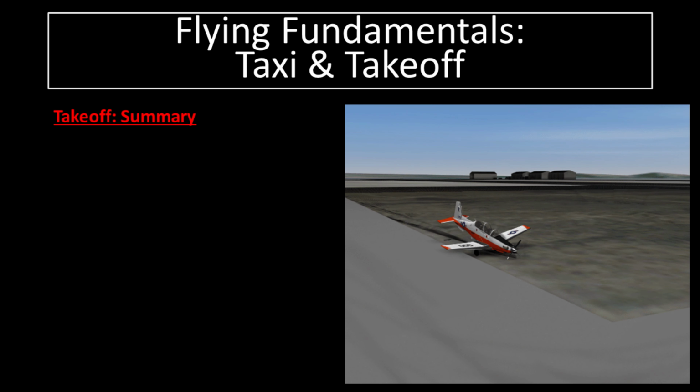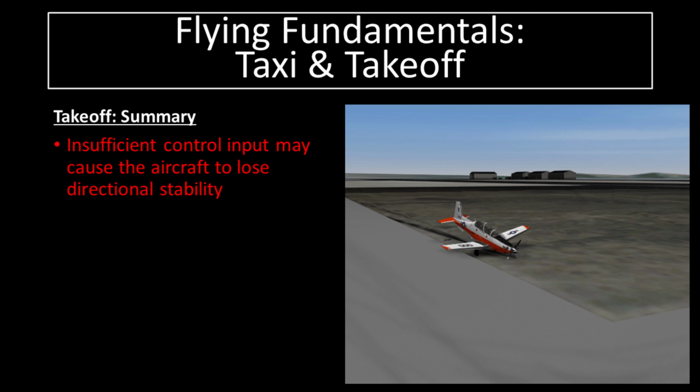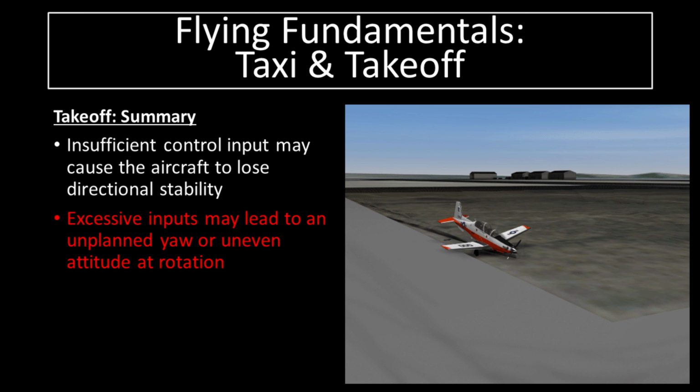In summary, it is very important to understand that insufficient control input may cause the aircraft to lose directional stability and cause the aircraft to depart the prepared surface. A good understanding of the factors which affect the T6B on takeoff, as well as applying smooth and positive inputs, will reduce the likelihood of an unplanned yaw or an uneven attitude during the takeoff and rotation. Chairflying these procedures and reviewing supplemental material will help reinforce these concepts throughout your training.